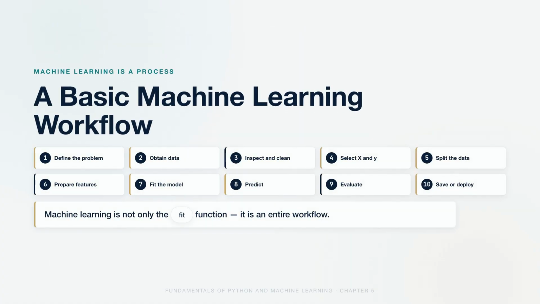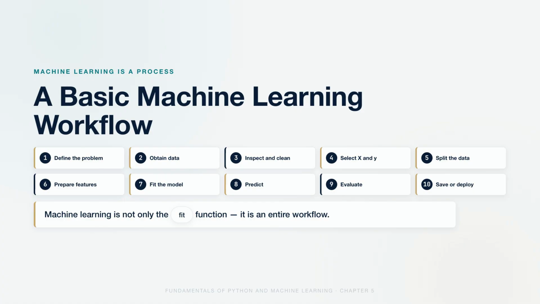Let's bring the chapter concepts together into a basic machine learning workflow. First, define the problem and the result you need. Second, obtain an appropriate dataset. Third, expand and clean the data. Fourth, identify the input features and the target value label. Fifth, split the available data into training and testing sets.